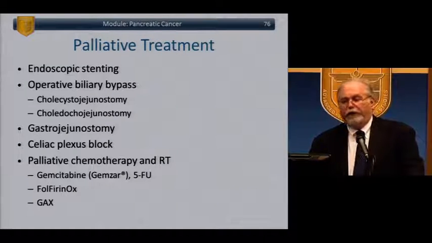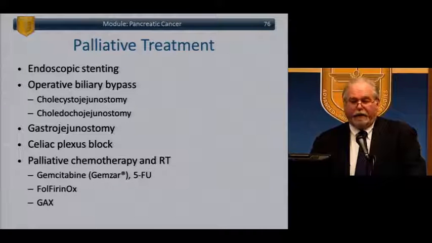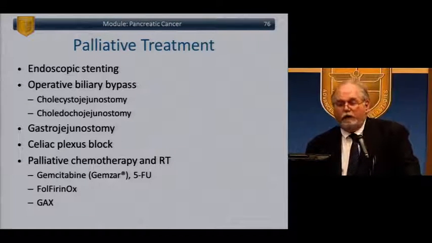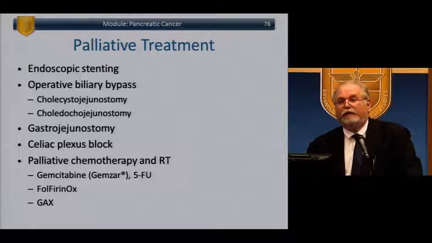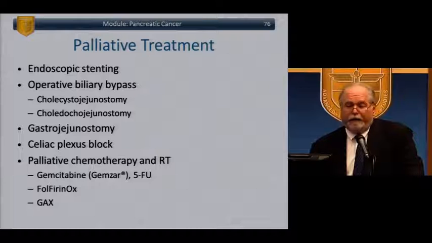So palliative treatment, stenting, bypass. If you're going to bypass to the common duct, not the gallbladder, because it tends to obstruct. Gastrojejunostomy should be added, as there is about a 20% risk of subsequent duodenal obstruction, and palliative chemotherapy with the drugs as listed.